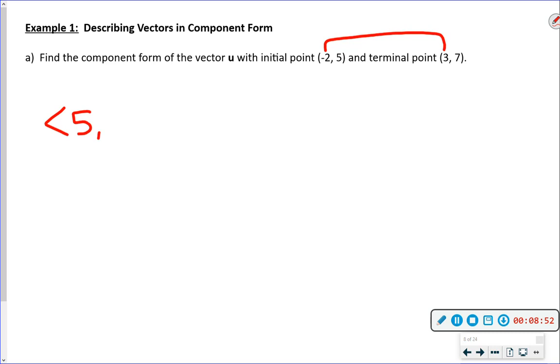And then you're going to do the same for y. From 5 to 7, you went 2. There it is, your vector component form. So that's saying you moved this point right 5, up 2. That's, yeah, the math is easy. It's just a lot of notation to get through. And just like that, we're on page 3, everybody.